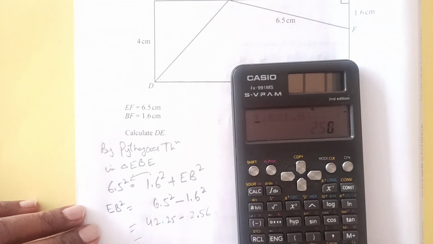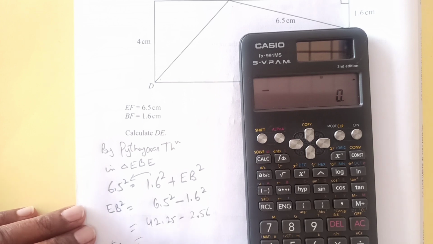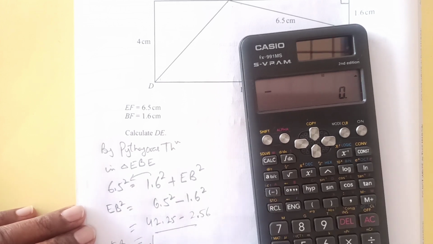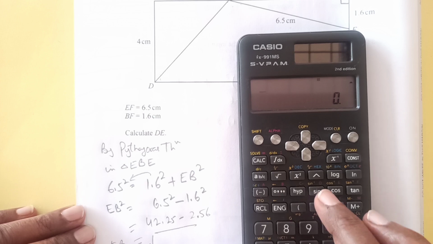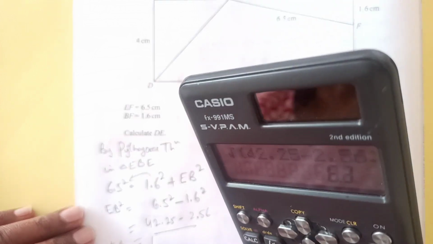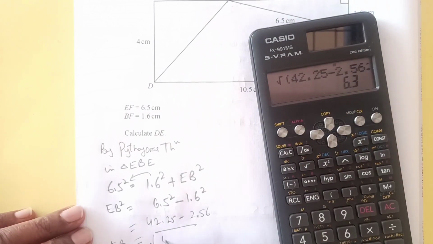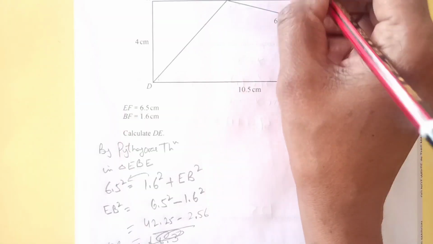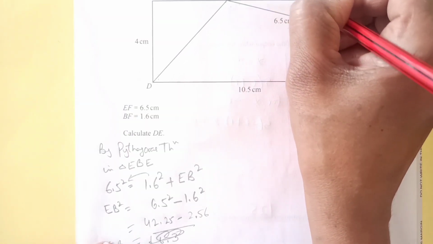So EB is going to be the square root of whatever we get here, the square root of bracket 42.25 minus 2.56. It is 6.3, right? Sorry, after the square root. So EB is 6.3 centimeters, right? So we got 6.3 centimeters.